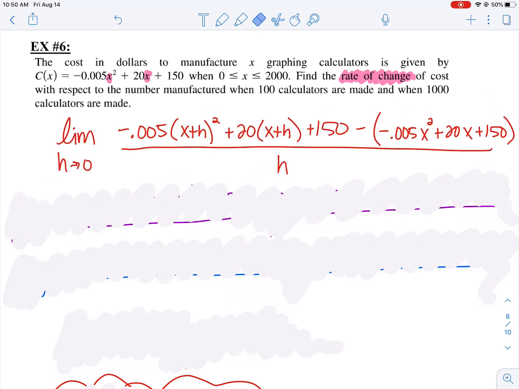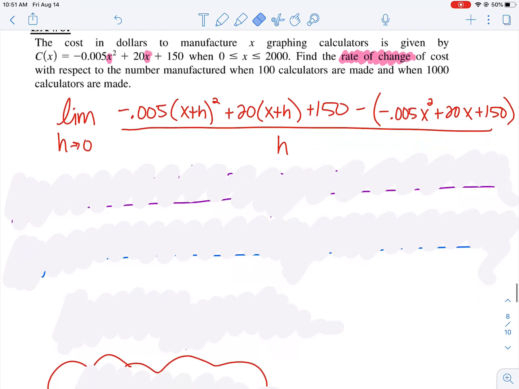So yours should look like this now. I have the negative 0.005 times an x plus h squared plus 20 times an x plus h plus 150 minus my C of x, so the whole entire equation again, making sure that I put parentheses around it so that I remember to distribute that negative through, all over h. We're done with the calculus part. The rest of it is algebra, but this is where we're going to make most of our mistakes, so be careful. I need you to pause the video.